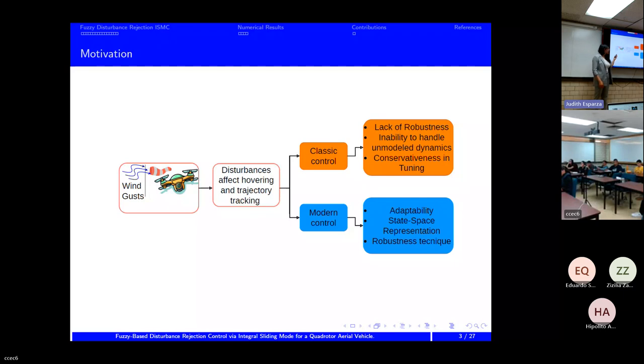Here we can use classic control or modern control. Some disadvantages of classic control are the lack of robustness, the inability to handle unmodeled dynamics, and the conservativeness in tuning. Some advantages of modern control are the adaptability, the state space representation, and the synthesis techniques. In modern control, there is a control technique called integral sliding mode control that offers robustness.